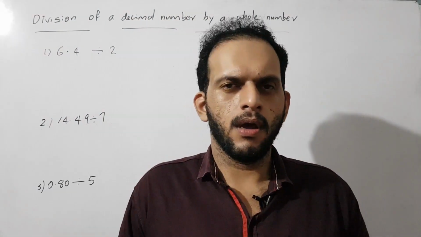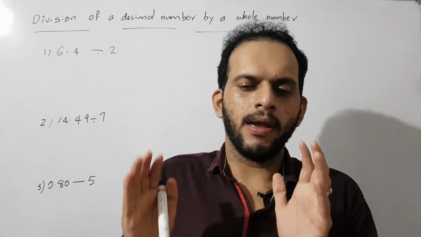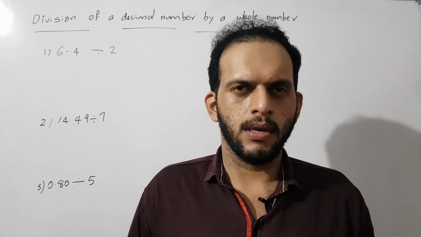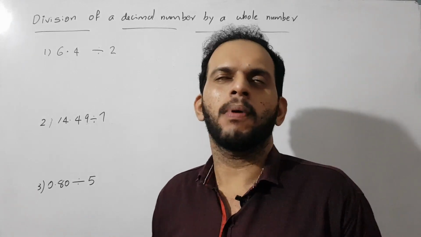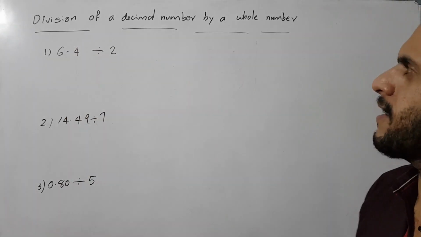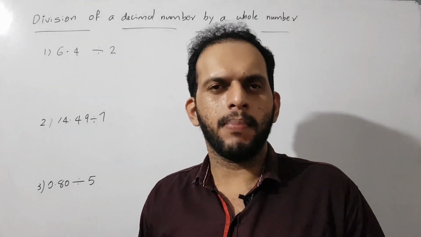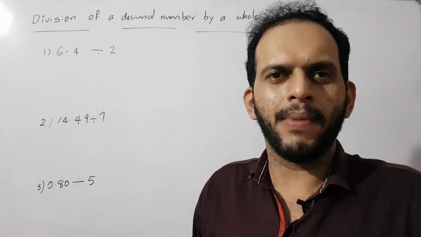Now we studied how to divide a decimal number by 10, 100, 1000 like that. Correct. The next part is the division of a decimal number by a whole number. To divide a decimal number by a whole number, that's the main idea.